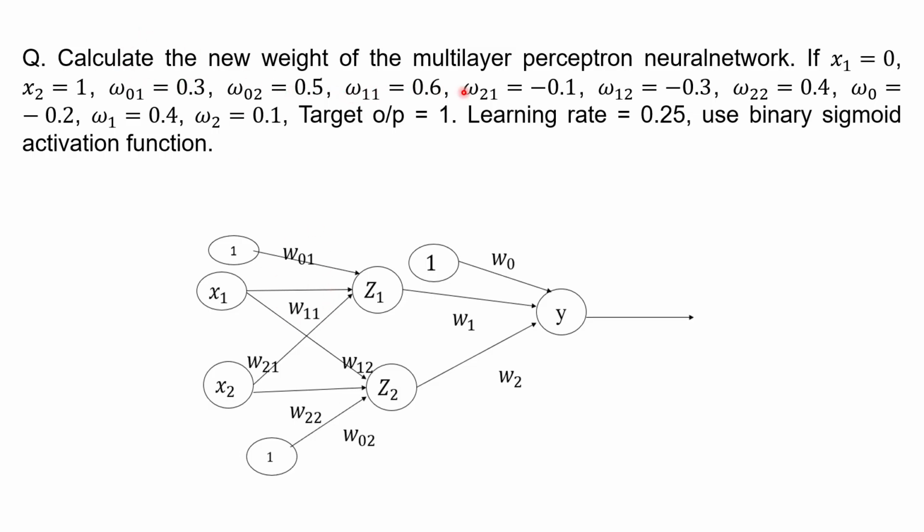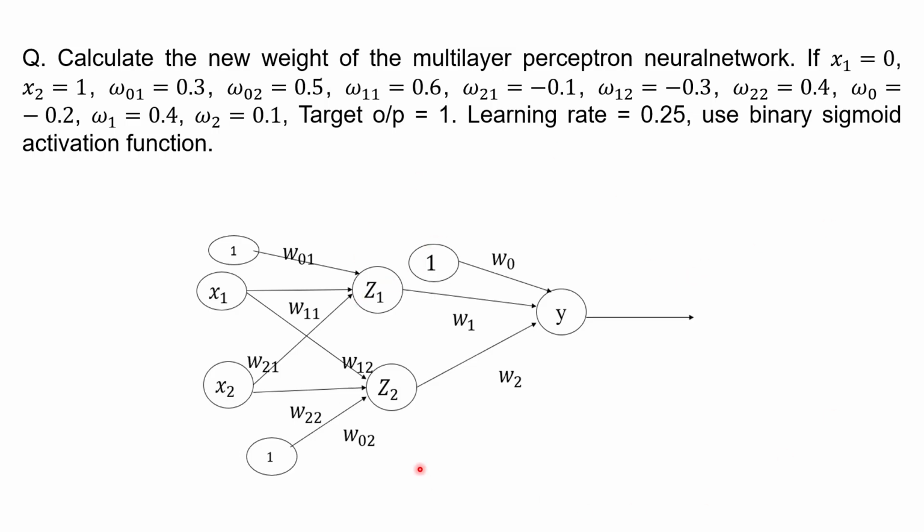Calculate the new weights of the multi-layer perceptron neural network, given the values of x1 as 0, x2 equal to 1, W01 is 0.3, W02 is 0.5, W11 is 0.6, W21 is minus 0.1, W12 is equal to minus 0.3, W22 is equal to 0.4, W0 equal to minus 0.2, W1 is equal to 0.4, W2 is equal to 0.2. The target output is given as 1 and the learning rate is 0.25. The activation function used is binary sigmoid activation for the given network below.